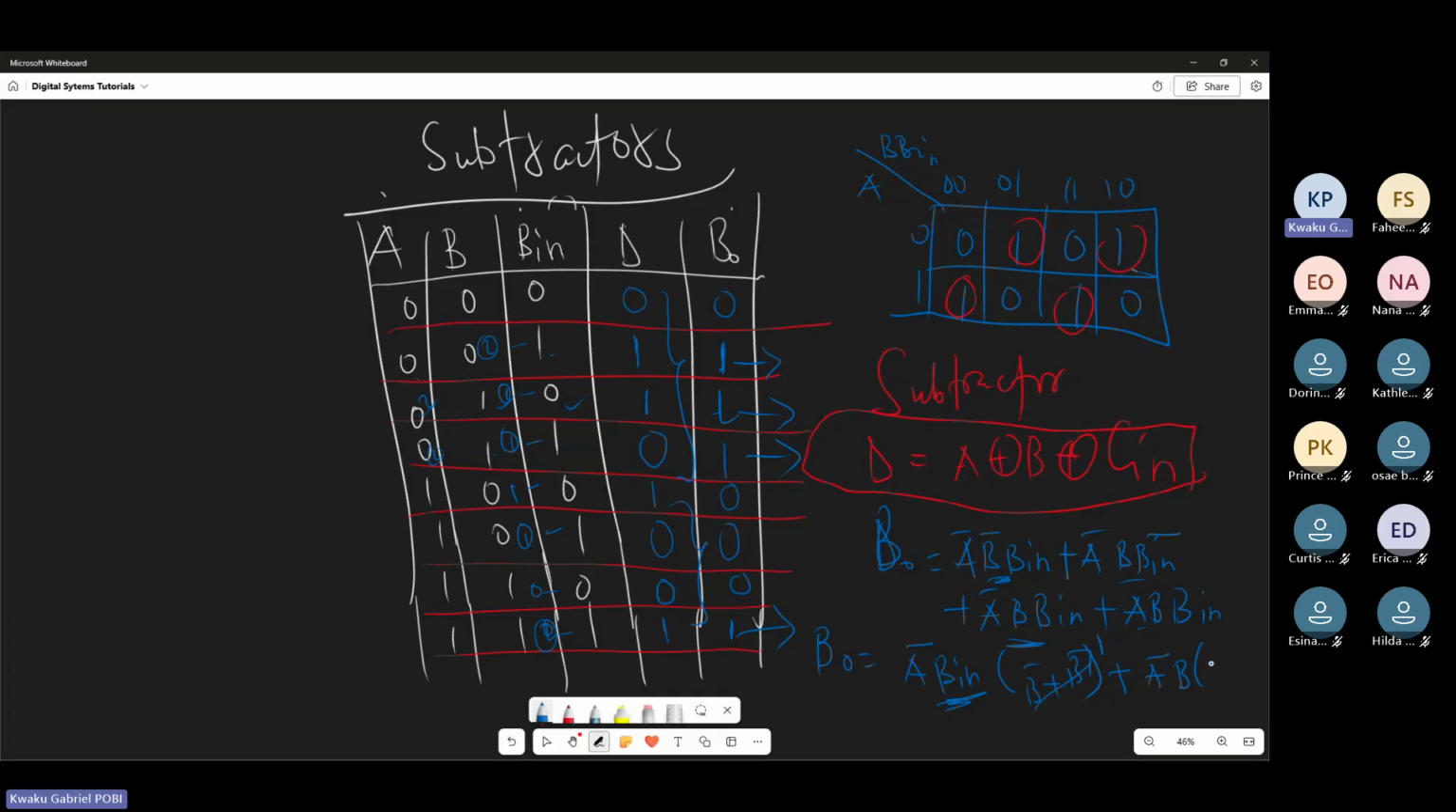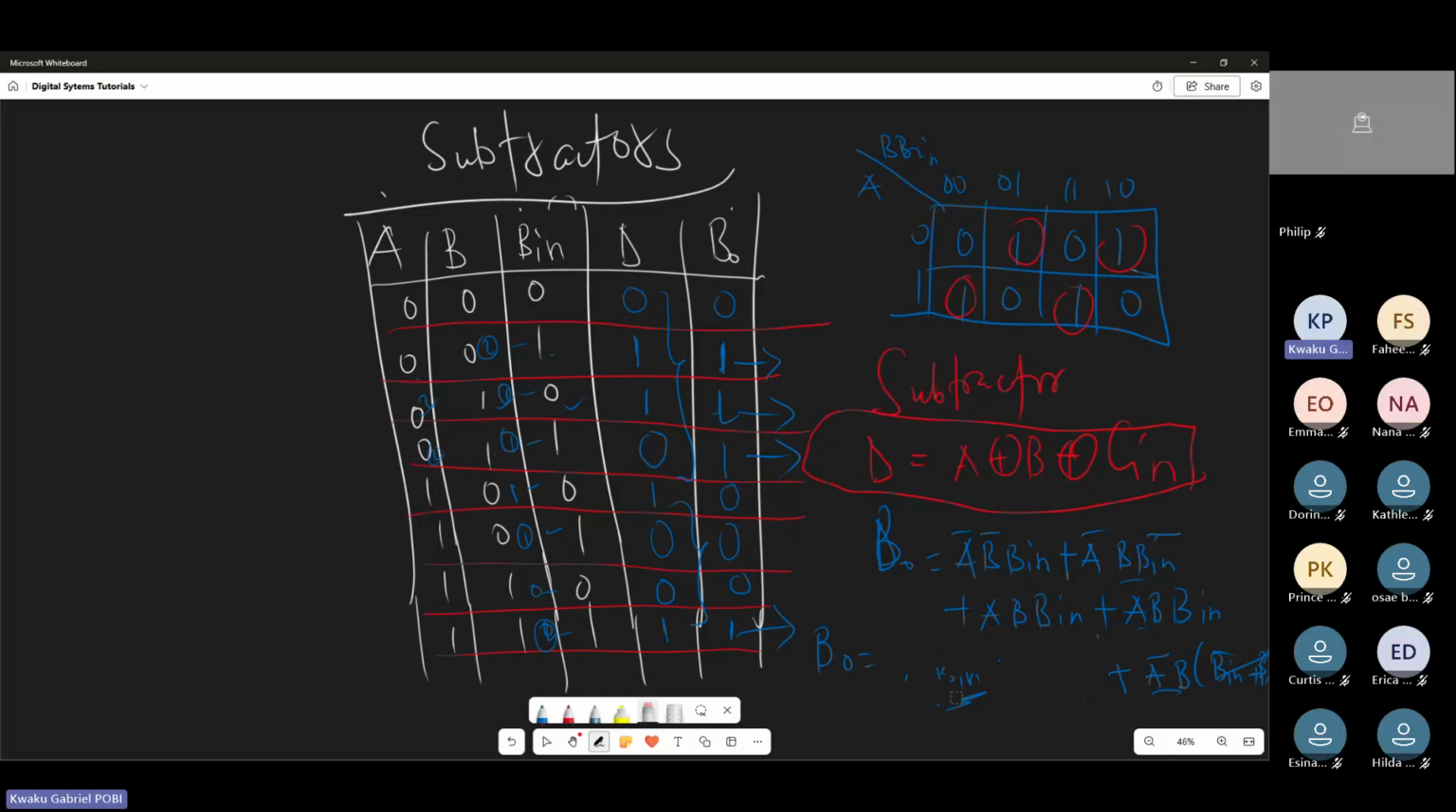And then inside of it, you have, did I do any mistake along? If I did, let me know. Here you have B in bar or B in. So you'll be left with A bar B. I think I've made a mistake somewhere here. Let me check it. So here I have this.